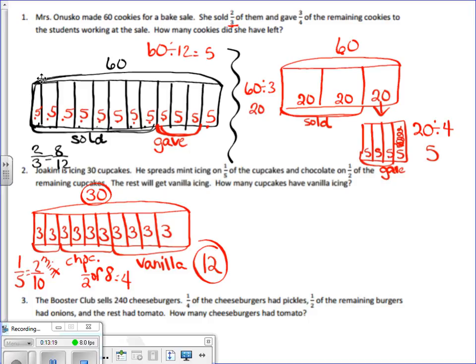Oh, I'm confused how you got 12 vanilla again. 3 times 4. Yeah, I get that. Oh, that's easy. There are 4 units that are vanilla. 4 times 3.